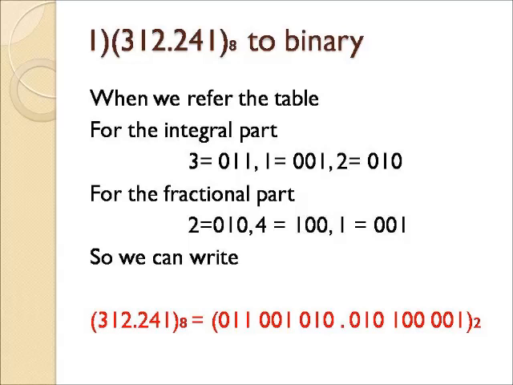Now look into the fractional part. The fractional part is 0.241. If we consider the equivalent binary of each digit in the fractional part, 2 is equal to 010, 4 is equal to 100, and 1 is equal to 001. So we can write 312.241 equal to 011 001 010 . 010 100 001 as the equivalent binary.